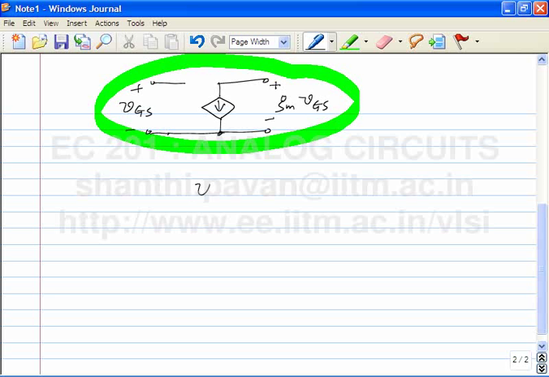In other words, I need the incremental output voltage to be equal to some R times I in. Any suggestions on what I can do? Again, let's go back and think. You're in a lab, I gave you a current I in and asked you to produce a voltage V out, which is related to the input current by the relation V out is R times I in. So what would you do?